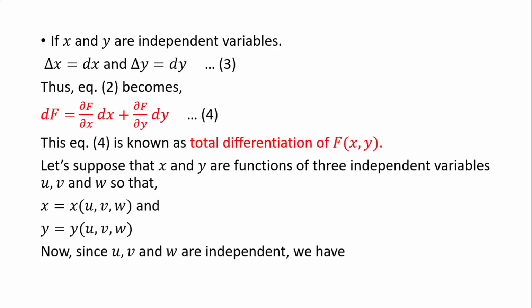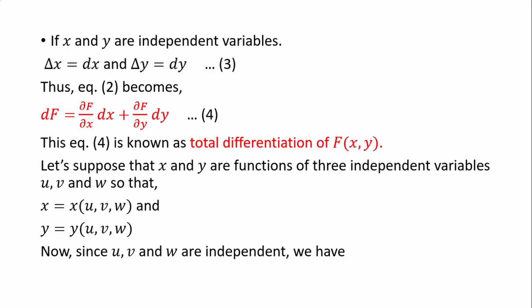we can write the total differentiation of x and the total differentiation of y as dx equal to ∂x/∂u du plus ∂x/∂v dv plus ∂x/∂w dw. This is the total differentiation of x, and dy equal to ∂y/∂u du plus ∂y/∂v dv plus ∂y/∂w dw. This is the total differentiation of y.